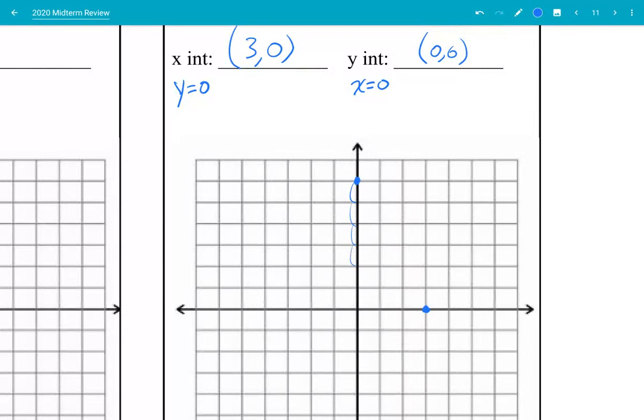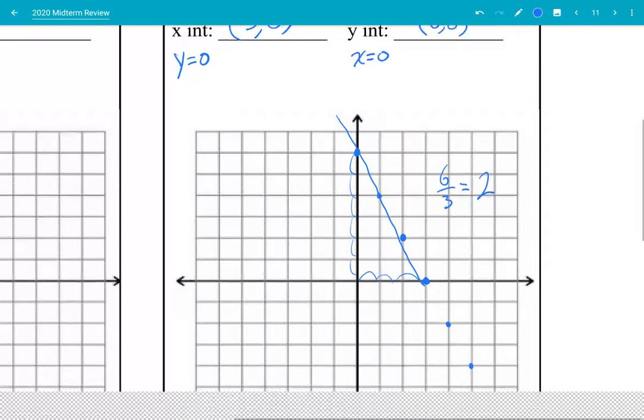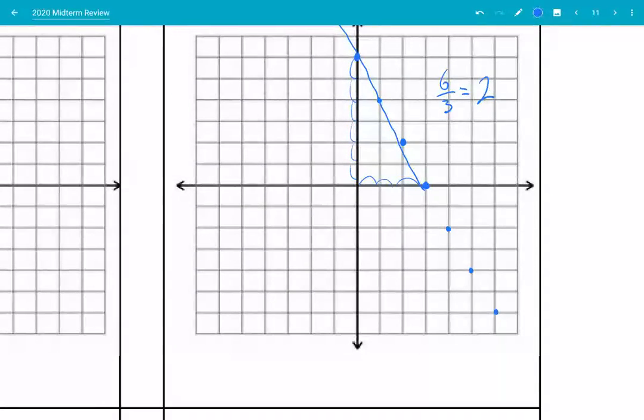If you want to, we can count the slope and plot some more points. 1, 2, 3, 4, 5, 6 down, and 1, 2, 3 over, or 2, right? So down 2 and over 1. Down 2 and over 1 again. So there's our line.